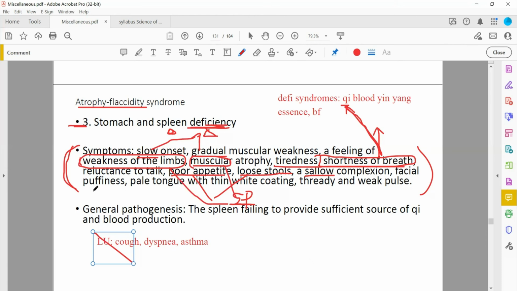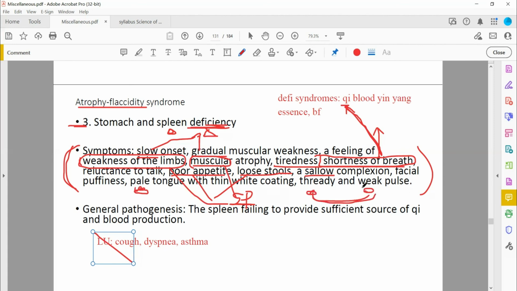And the puffiness, could be too much water. So still could be because of the spleen's transformation and transportation function, it cannot transform and transport the water in the body, right? So pale tongue, thin white coating, that's a normal coating. We don't need to think about this one. The pale, that's a deficiency, thready and weak, right? That's deficiency. Could be qi deficiency, could be blood deficiency, or qi and blood deficiency, all possible.